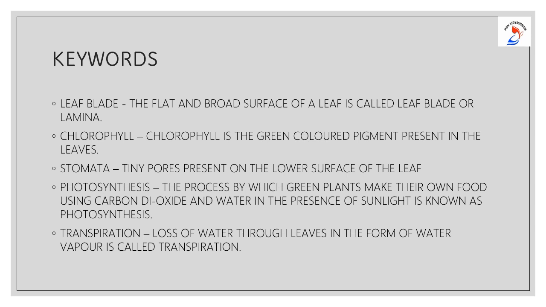Photosynthesis. The process by which green plants make their own food using carbon dioxide and water in the presence of sunlight is known as photosynthesis. Transpiration. Loss of water through leaves in the form of water vapor is called transpiration.